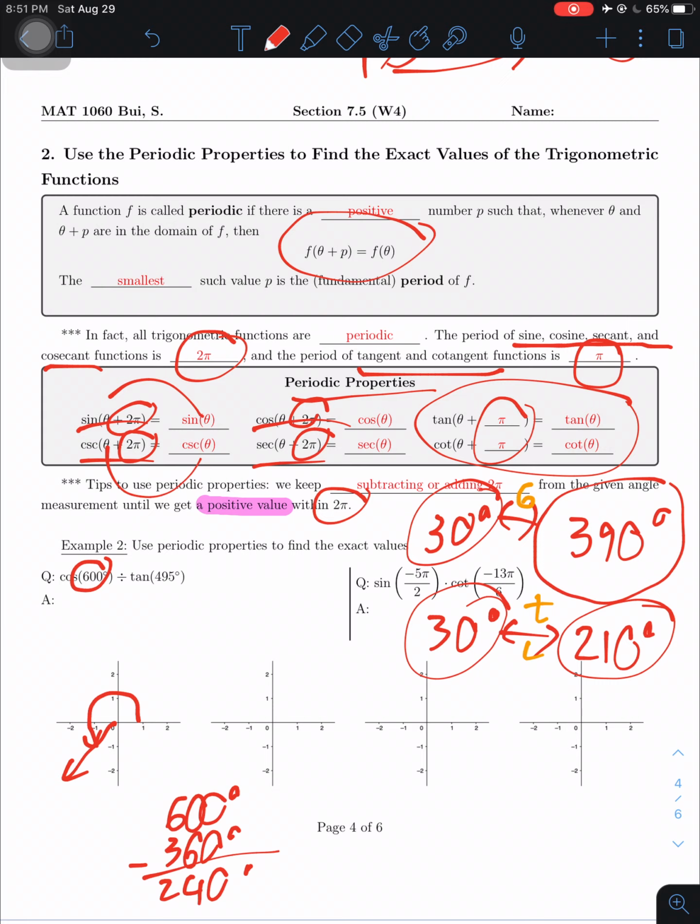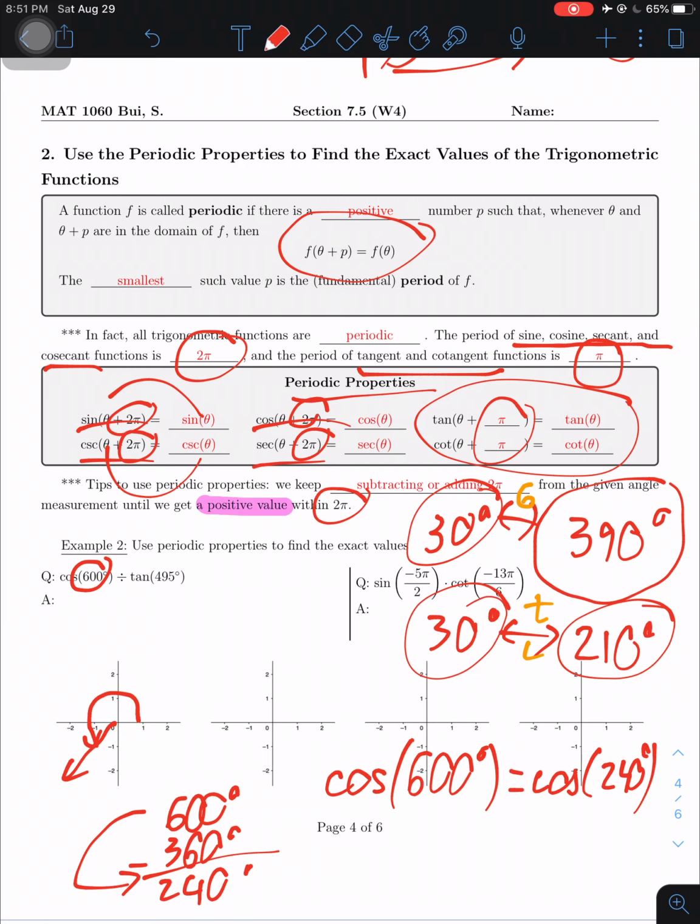And then how can we figure out the cosine value of 600, right? We know that 600 is the coterminal angle of 240. So then cosine of 600, let me move this one a little bit further so that I have space in here. Cosine of 600 equals cosine of 240, just because they are coterminal angles of each other.